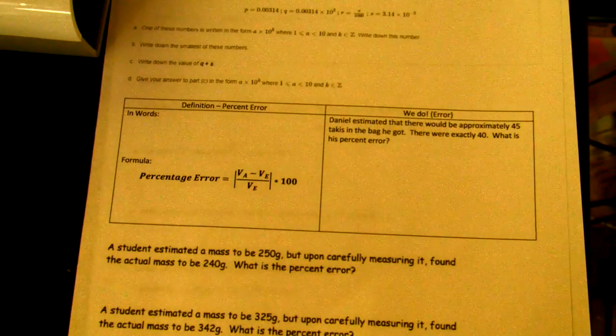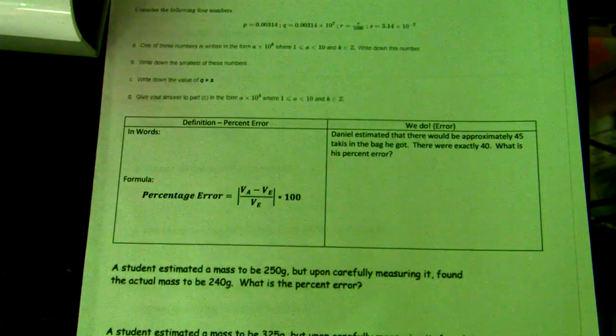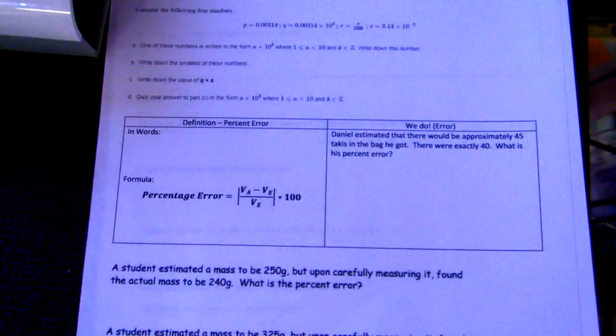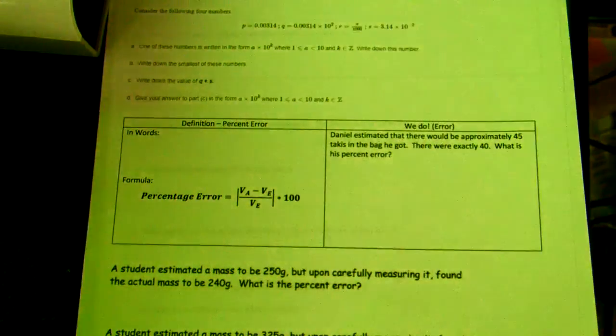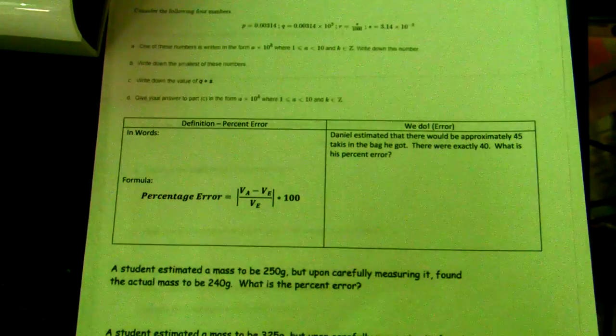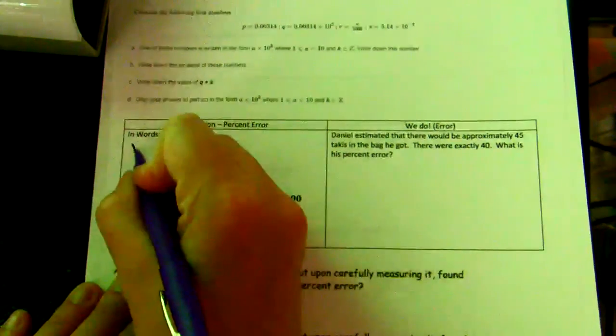Okay, so looking at these, remember calculating percent error is essentially figuring out by how much is our answer off, or by what percentage are we incorrect. Okay, we need to know 2 values to figure that out. We need to know the approximate value and the exact value. So our formula is down here.